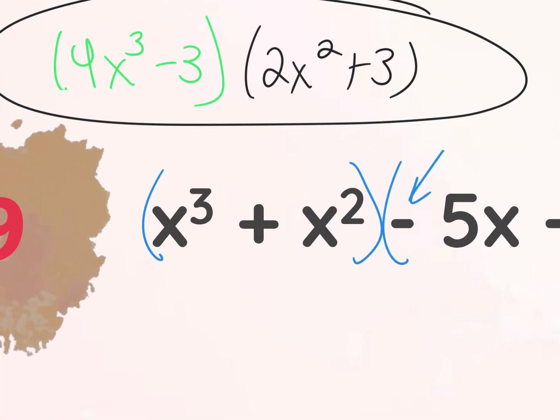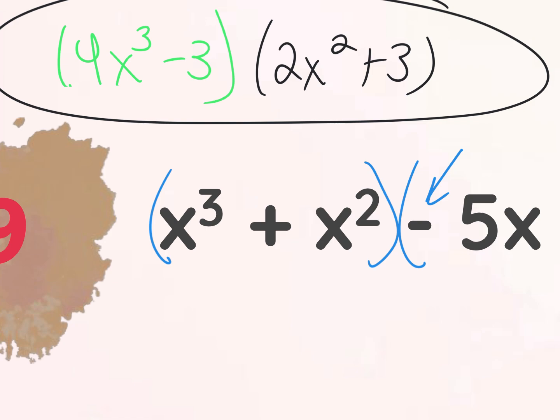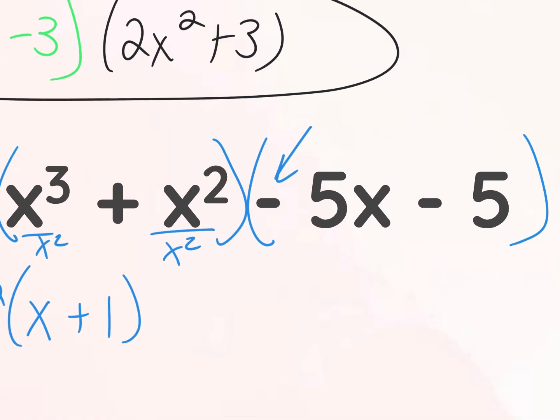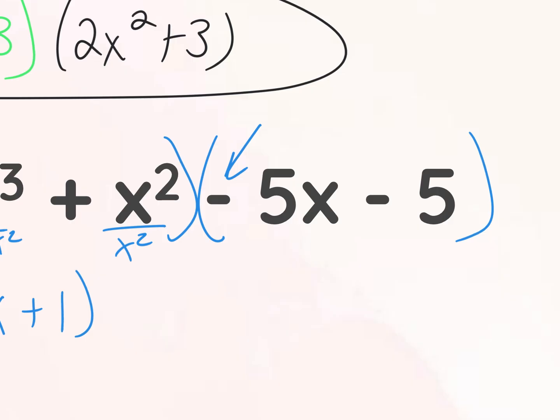So I look at this first parenthesis. What do they have in common? X squared. So I'm going to factor out the x squared. X cubed divided by x squared is x. X squared divided by x squared is plus 1, right? All right, look at the next. If we're leading with a negative, we want to factor out a negative. You always want to do that, especially with grouping.